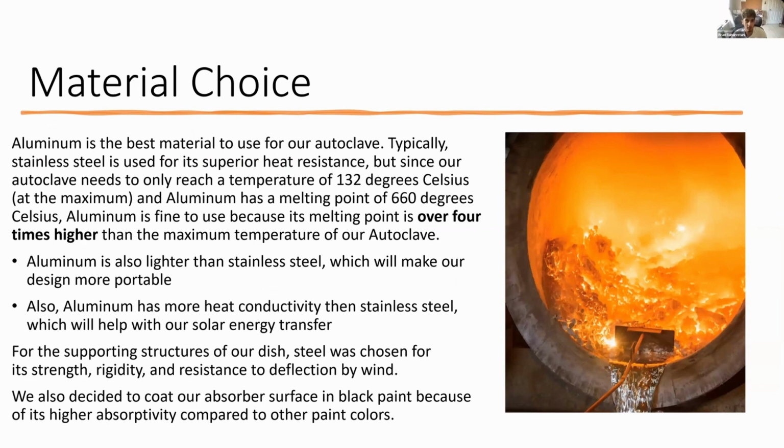For our autoclave material, we decided to use aluminum. Typically, stainless steel is used because of its high melting point and structural stability, but because our autoclave only reaches 103 degrees Celsius, and aluminum's melting point is 660 degrees Celsius, aluminum is a good fit for our autoclave. It also is lighter than stainless steel and has a higher heat conductivity.